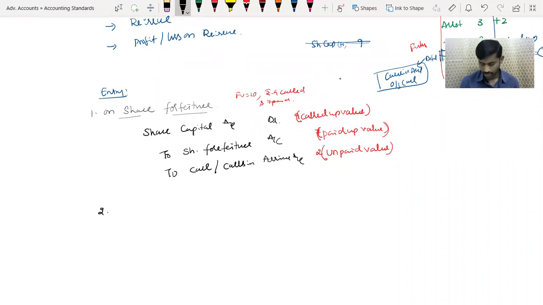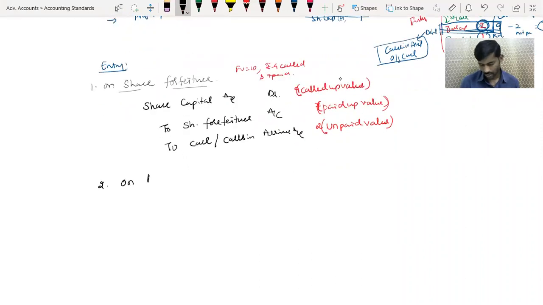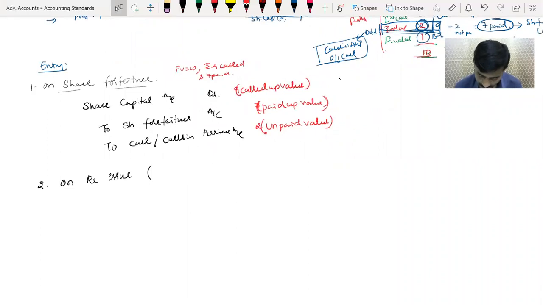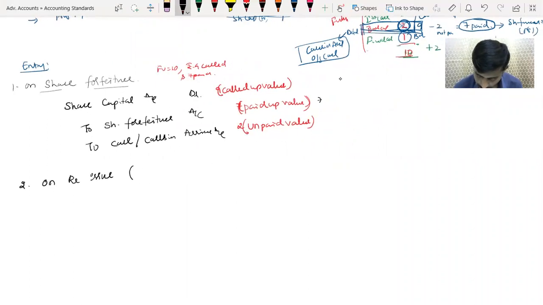Next, entry number 2 on reissue. Correct? Now look out. In our example, share forfeiture is 7 rupees. That 7 rupees I will take to the share forfeiture account, which is reserves and surplus. So that means I can reissue the forfeited shares with a maximum discount of 7 rupees.